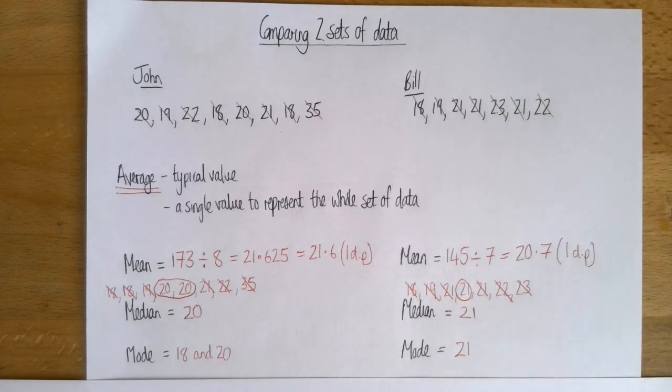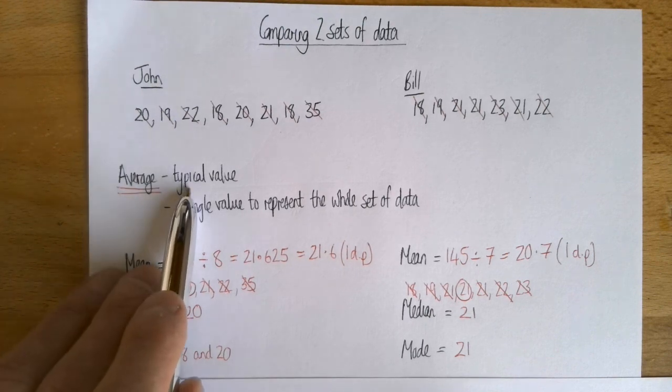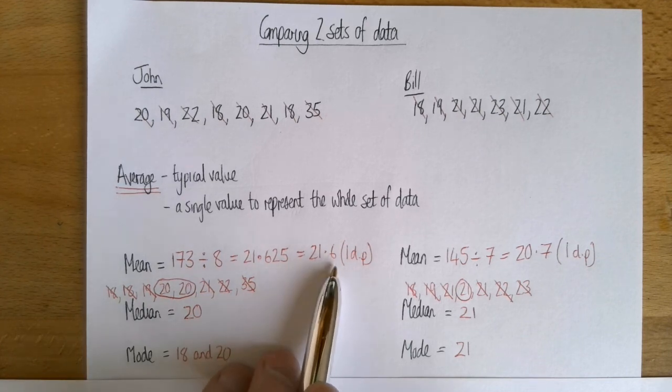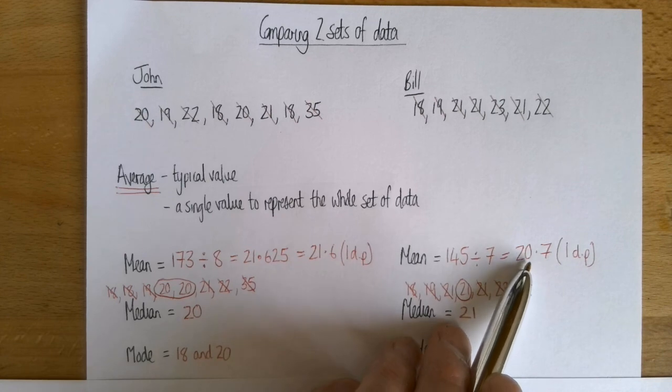Or we could just say there's no mode. There's no one value that's any more popular. In fact, the mode is probably the least useful of the averages. So we can now say that typically John takes 21.6 seconds to run 100 meters, whereas Bill takes 20.7 seconds. So Bill is faster.